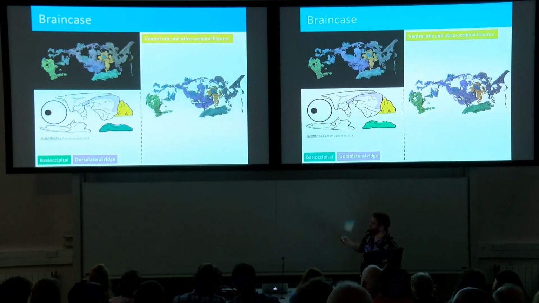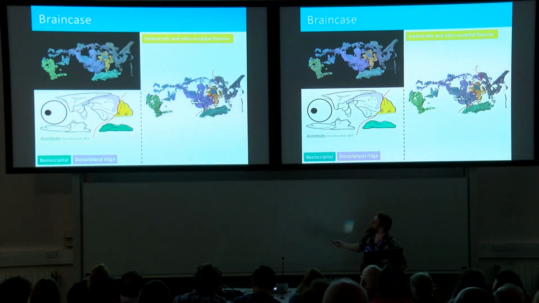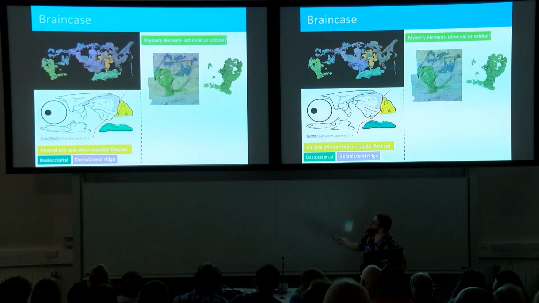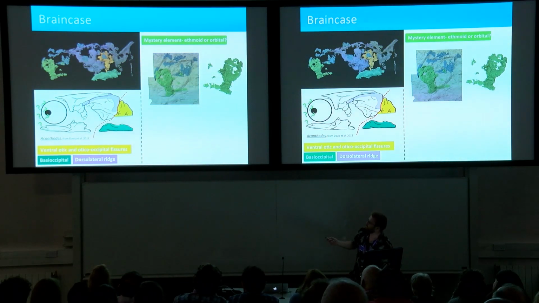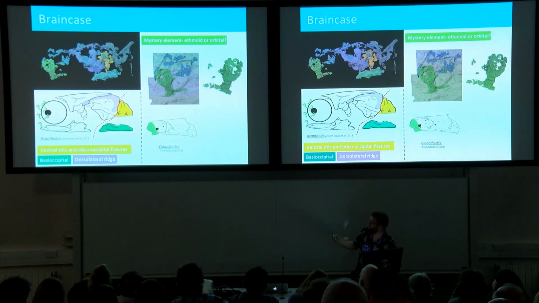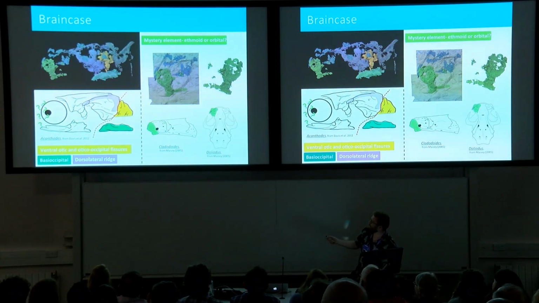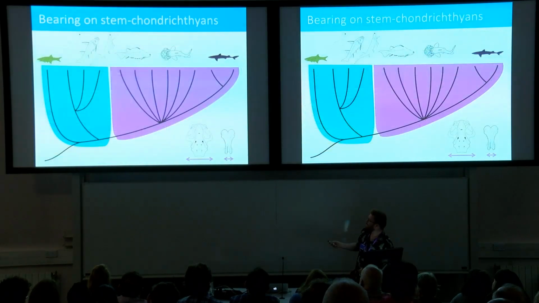Finally, from what we've got, we seem to have the same elements as acanthodes, which implies that we have an otico-occipital and ventral otic fissure, which I've kind of marked there. And finally, we've got this kind of mystery bit at the front, which I'm not really going to talk about because I can't really work out what it is, but I think it's either the anterior part of the orbit, which would make sense, or this kind of flattened subnasal plate like you see in Doliodus, but suggestions are welcome. So that's more or less everything.